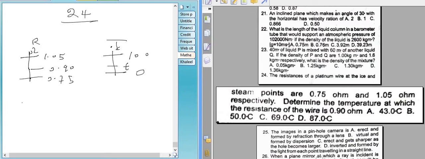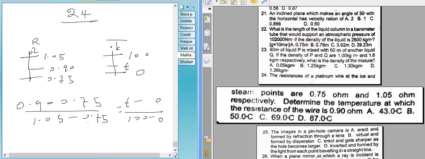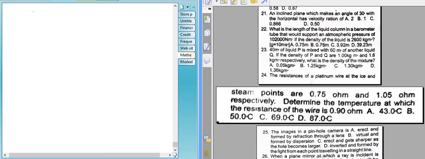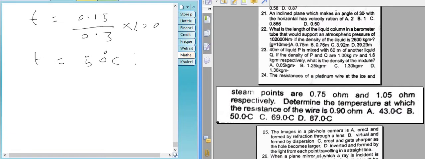In this case we can apply interpolation, that is to take the known value and subtract the lower value from each line. Let us start with the resistance line. 0.9, the known resistance, minus the lower point, which is 0.75, all over the upper point, 1.05 minus 0.75, is equal to the corresponding value, which is T minus 0 all over 100 minus 0. After simplification, this is 0.15 over 0.3 equals T over 100. So we cross multiply and make T the subject, and I find that T is 0.15 over 0.3 times 100. So T is equal to 50 degree C. Hence the correct option is option B.